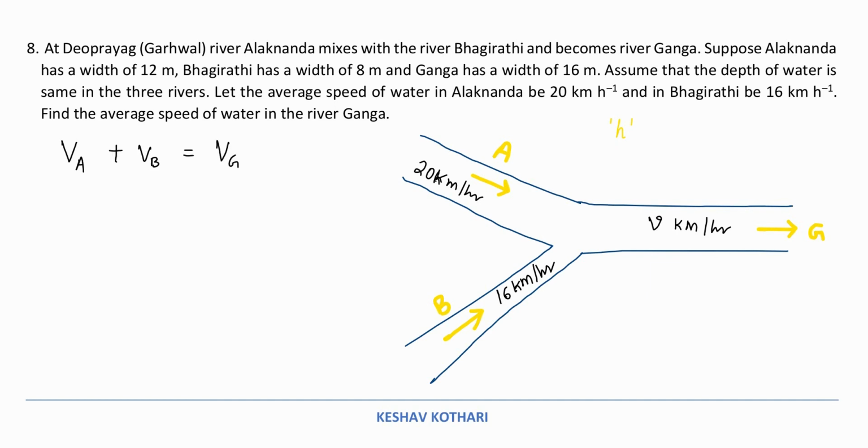So volume of A per hour: per hour a 20 kilometer stretch is cleared. The width we are talking about is 12 meters. It should be noted that this is in kilometer and this is in meter. We are not doing any conversion. If you wish to do the conversion, we can, although it will be common in each term. The depth is taken as D. So this is the volume of water which is poured in by Alaknanda.